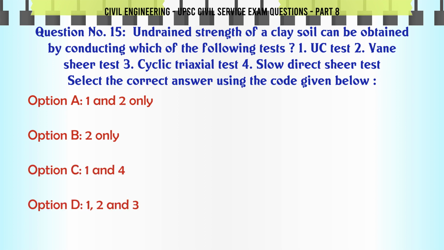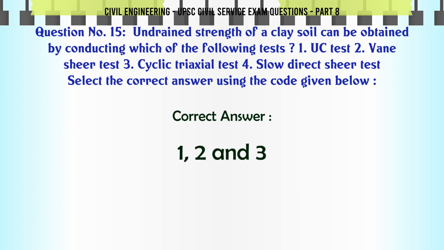1. UC test 2. Vane shear test 3. Cyclic triaxial test 4. Slow direct shear test. Select the correct answer using the code given below. A: 1 and 2 only, B: 2 only, C: 1 and 4, D: 1, 2 and 3. The correct answer is 1, 2 and 3.